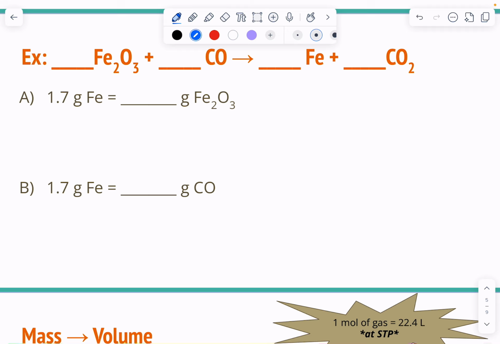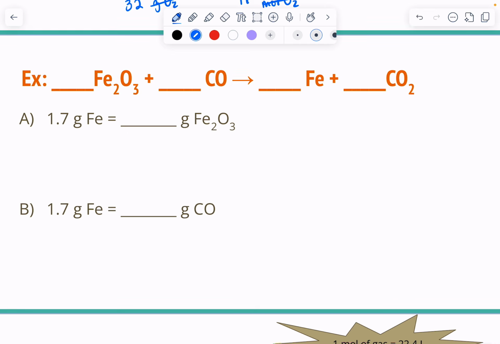Another example set, if you feel like you need some more practice, would be this problem here. So again, not a huge number of coefficients that you're going to need, not quite like the last one, but if you want to pause this and try to balance it, probably a good idea. But our coefficients are as follows. So here, both of these questions require us to use the most steps that we've seen so far, which is going from grams to moles, moles to moles, and then moles back to grams for what we're trying to figure out.